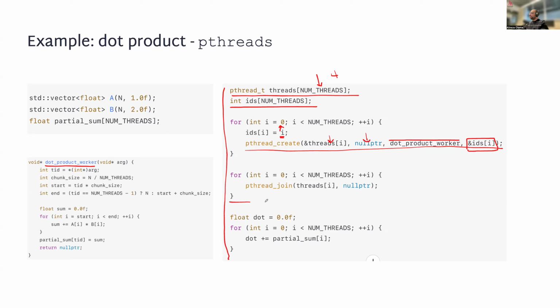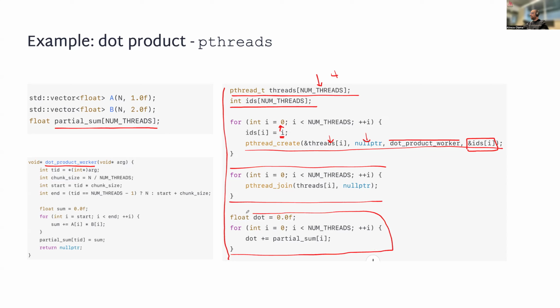And then I call this thread join. So after this step, all the threads computed their partial sum and updated this partial sum array. Now the main thread here can compute the actual result, right? So we just need to sum over this partial sum.